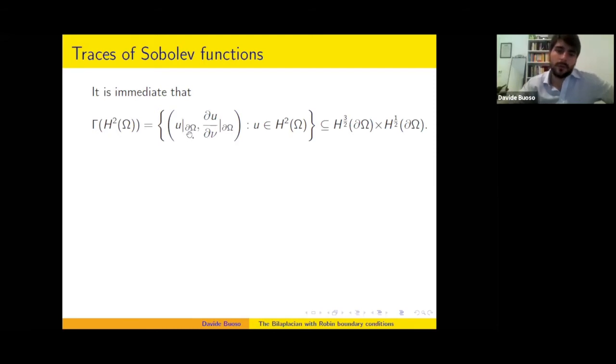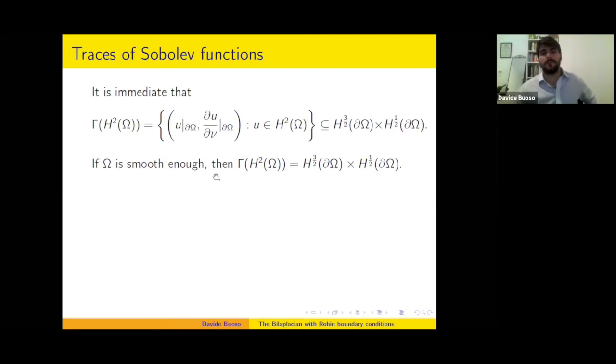And it's relatively easy to prove that this graph is at least contained in this space, where you have to properly define H3/2 and H1/2. And this is true for omega Lipschitz domain. So if omega is smooth enough, then you have the total trace theorem that says that you actually have complete decoupling of the two. So the traces of H2 functions cover completely the space. If, however, omega is only Lipschitz and not much more, then the inclusion can be proved to be strict.